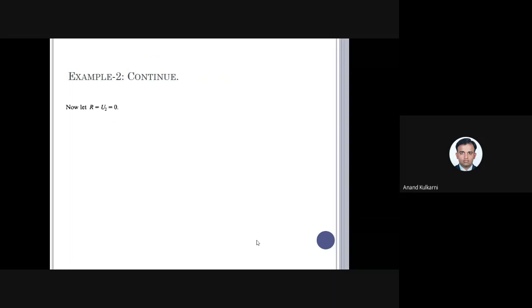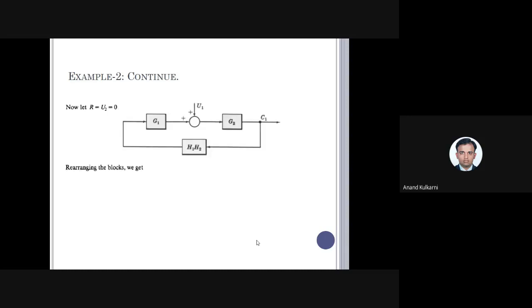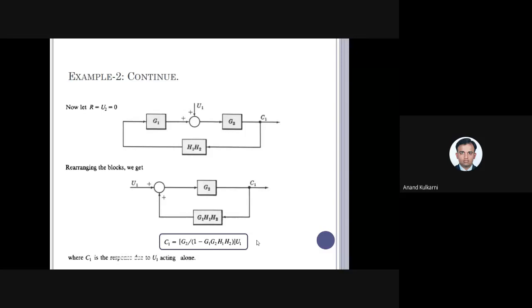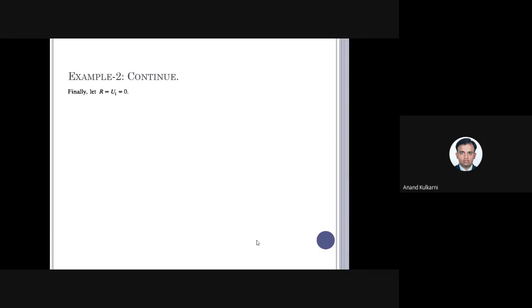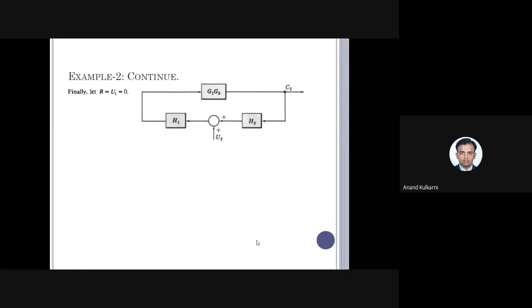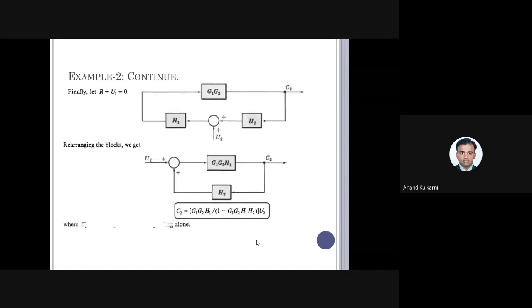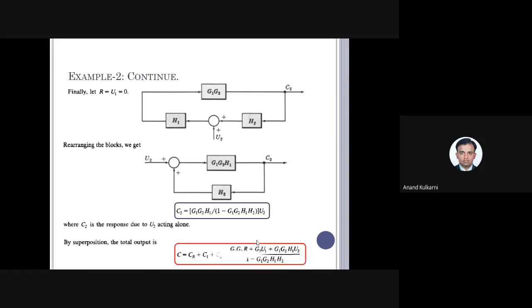Second, you have made R and U2 as 0 and kept U1. So this becomes your equation number 2. Similarly, third, you have made U1 as well as R as 0, retained U2, and you get equation number 3. So adding them, C in terms of R, C in terms of U1, and C in terms of U2, we get this finally. That is the superposition. Superposition is nothing but adding all this.